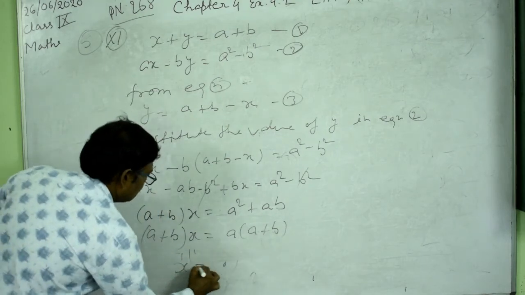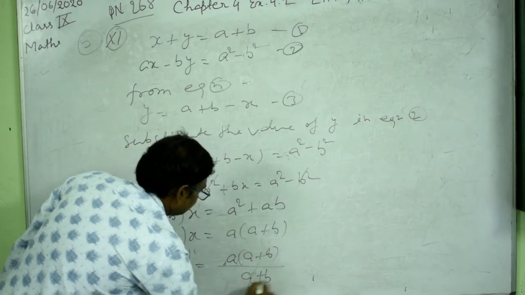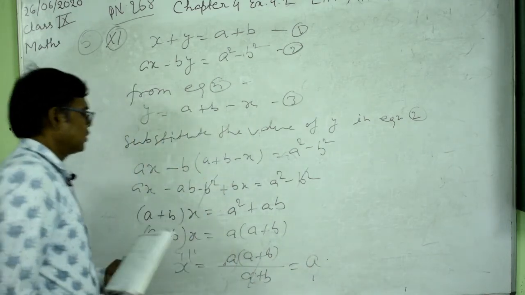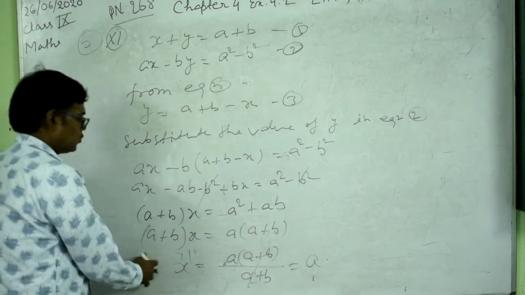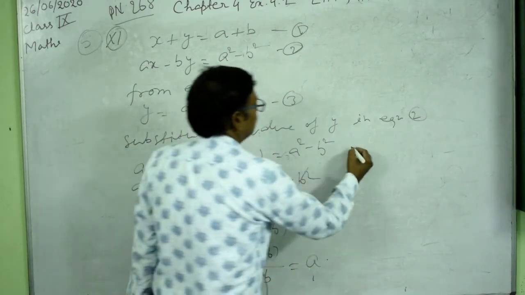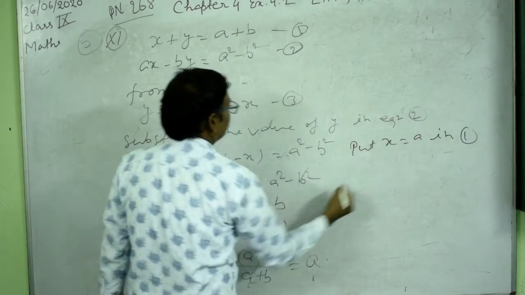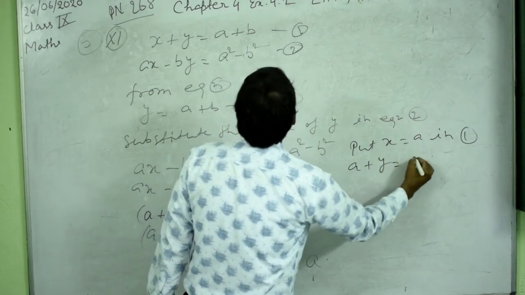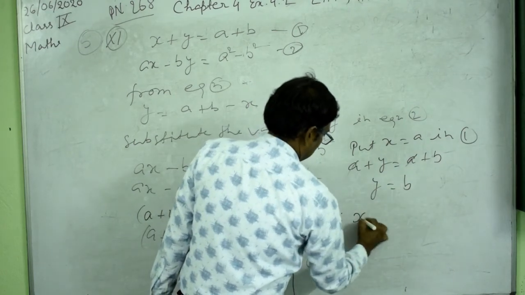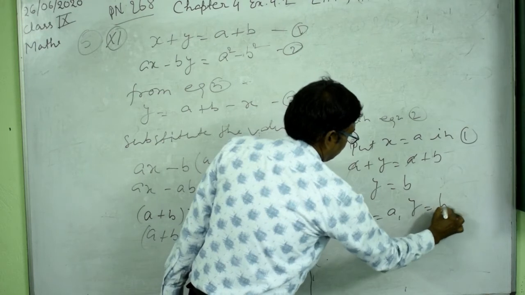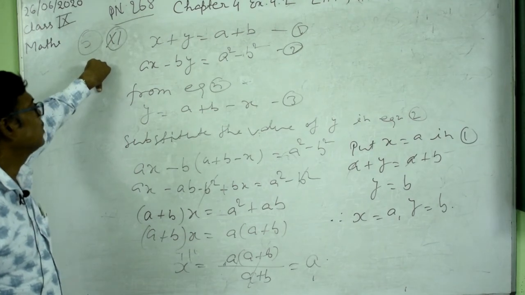Then here you have x equal to a into a plus b by a plus b. So you have a as the answer for x, x equal to a. Now put the value of x. Okay, put x equal to a in 1. Then you have a plus y equal to a plus b, then y equal to b. Okay, so therefore x equal to a and y equal to b. Okay, so this is the answer by using the substitution method.